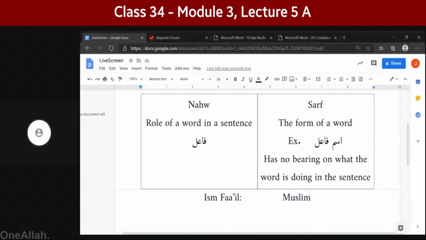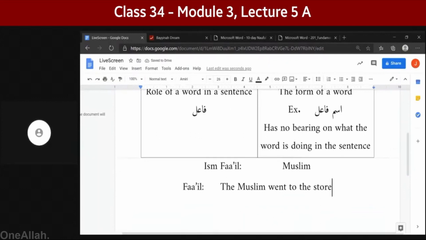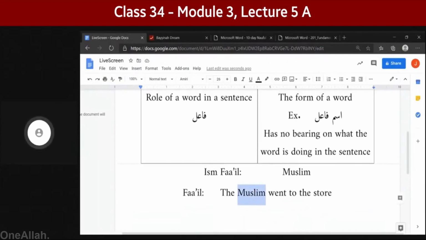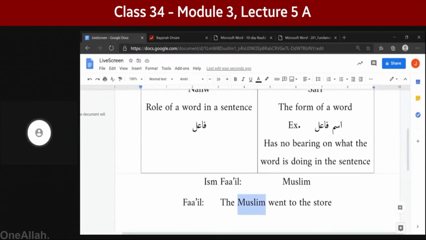But if I put Muslim in a sentence, now this is a fa'il example. The Muslim went to the store. Now the role of the Muslim in the sentence is it's doing the going, right? The verb is to go, and the Muslim is doing the going, and so the Muslim is the doer. And fa'il is how you say doer in Arabic. So the role of Muslim now in this sentence is doer.